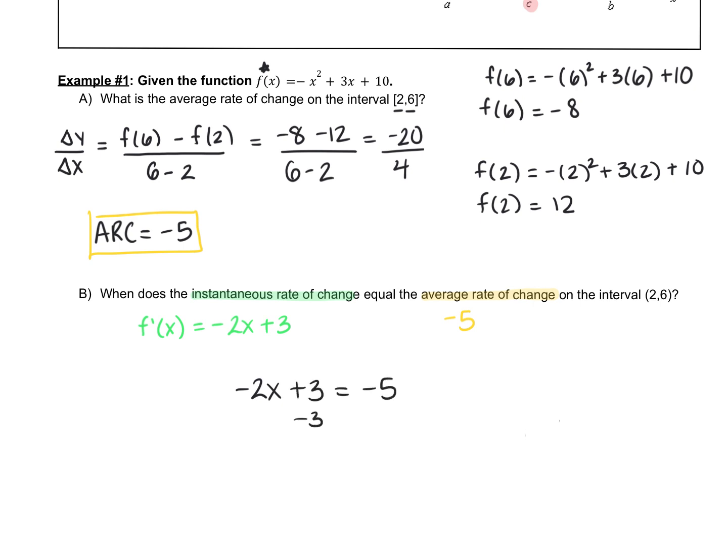A simple solve here will do. So negative 2x equals negative 8, divide by negative 2, x is equal to a positive 4. So when x is 4, the instantaneous rate of change and the average rate of change are equal. So if this was a graph, the slope of the tangent line would equal the slope of the secant line. So if you want just a little bit of a visual, you can draw a little bit of a sketch here.